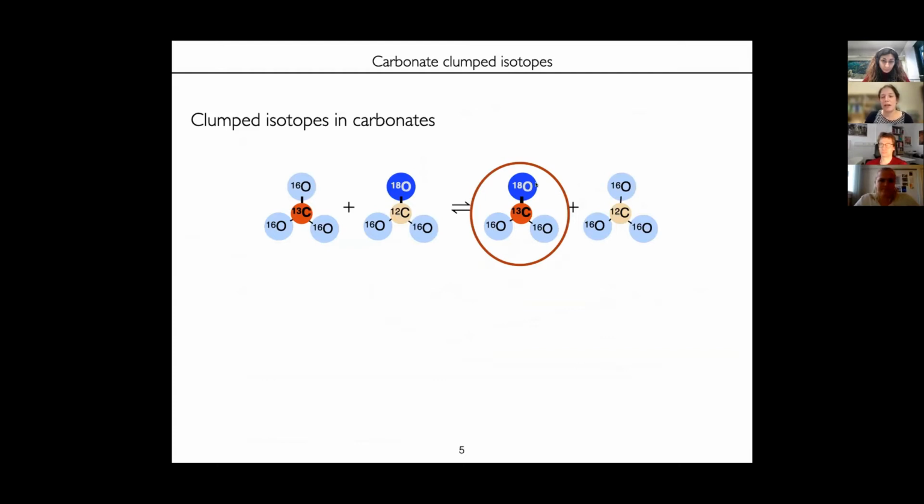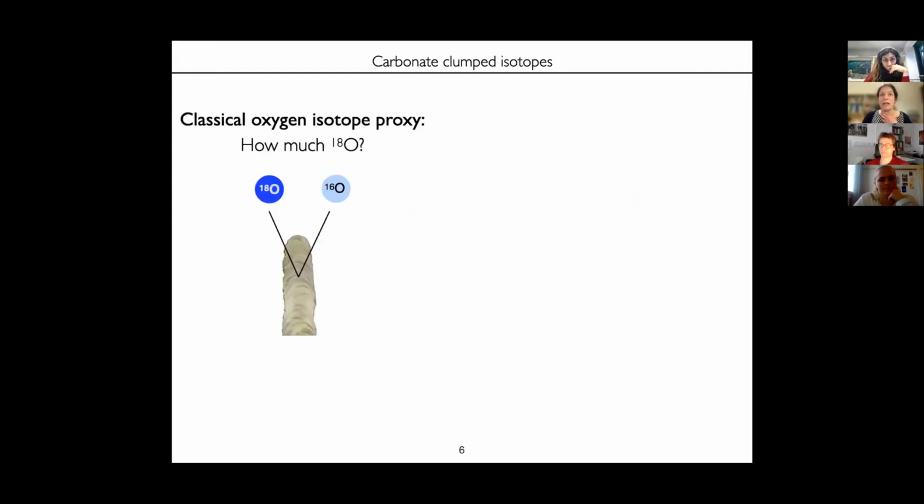And we are looking in speleothems and in other types of carbonates at the abundance of this isotopologue compared to what we would expect if everything was randomly distributed. So just to drive this point home, what I realize often is that it's a bit confusing at first to think about isotopes in this way compared to the more classical approaches where we measure delta 18O, for example. So I just want to quickly explain the difference one more time.